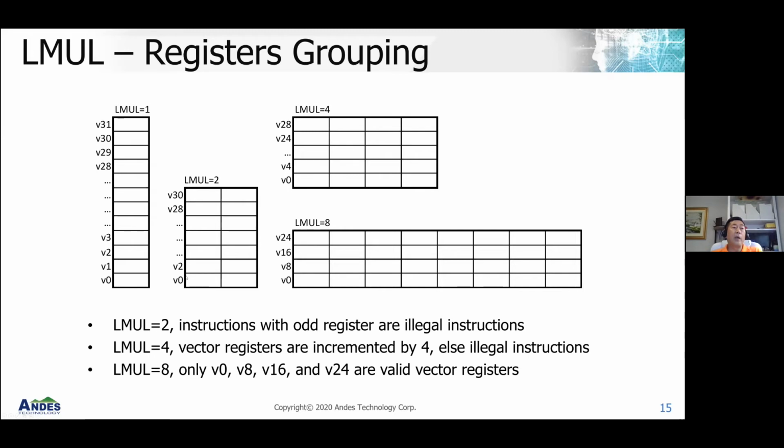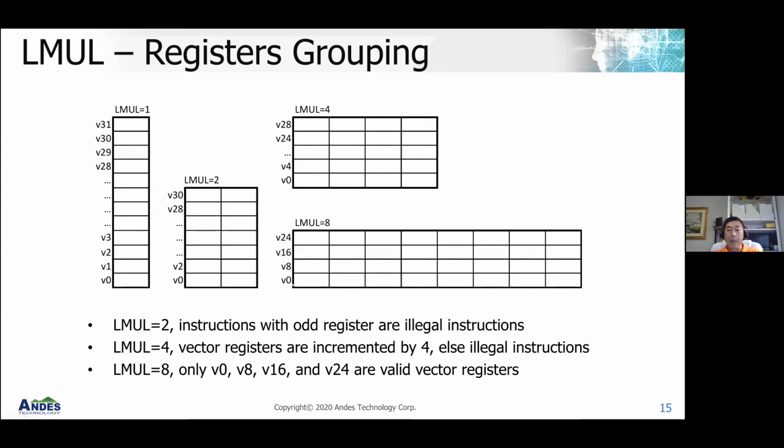And so for LMUL equal 2, it means you have 16. It means only the even registers are used. So if you have an instruction with LMUL equal 2 and the instruction has an odd register number, it means that it's an illegal instruction. And for LMUL equal 4, the register specified in the vector instruction has to be divisible by 4, otherwise it's an illegal instruction.